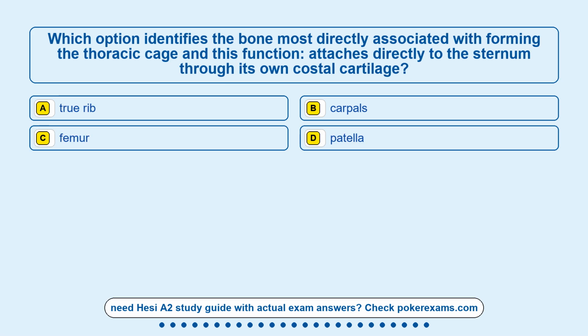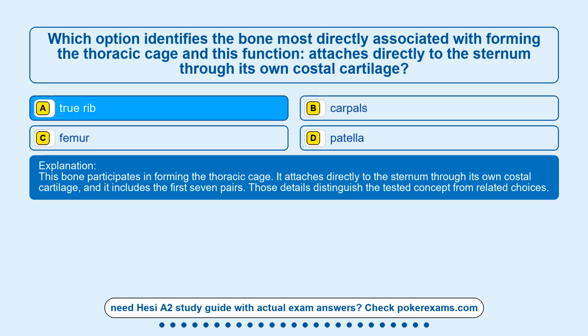Question 22. Which option identifies the bone most directly associated with forming the thoracic cage in this function? Attaches directly to the sternum through its own costal cartilage? Option A, true rib. Option B, carpals. Option C, femur. Option D, patella. The correct answer is option A, true rib.